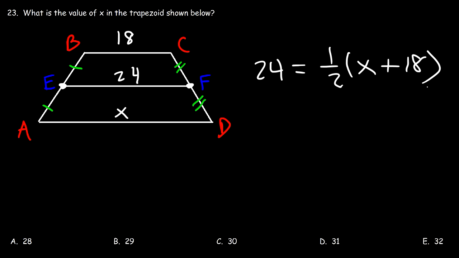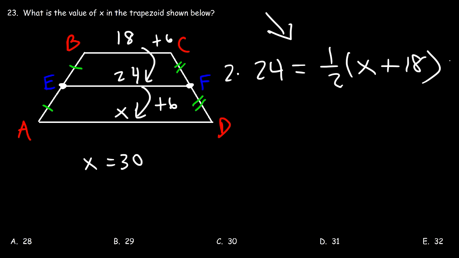A quick way to determine the value of x is to look at the difference between 18 and 24. The difference is 6. So to go from BC to EF, you have to add 6. And to go from EF to x or AD, you have to add another 6. So x is going to equal 30. But let's use this equation to get the answer. So first I'm going to multiply both sides by 2 to get rid of the 1/2. 2 times 24 is 48.